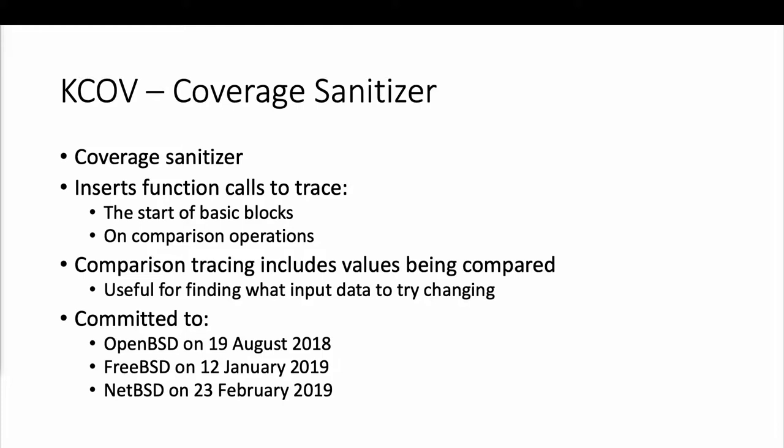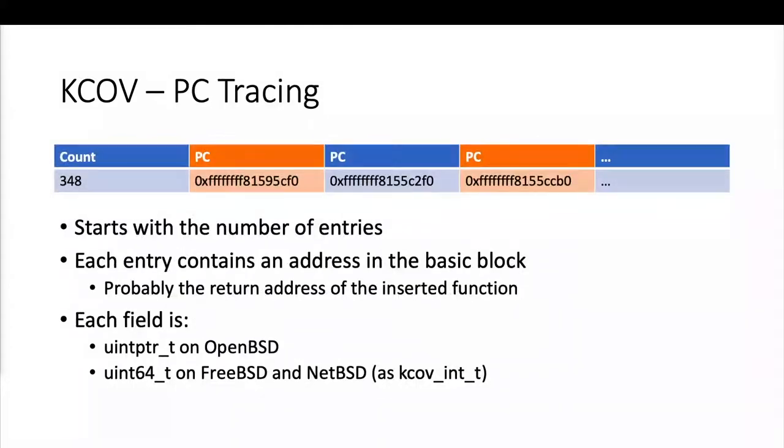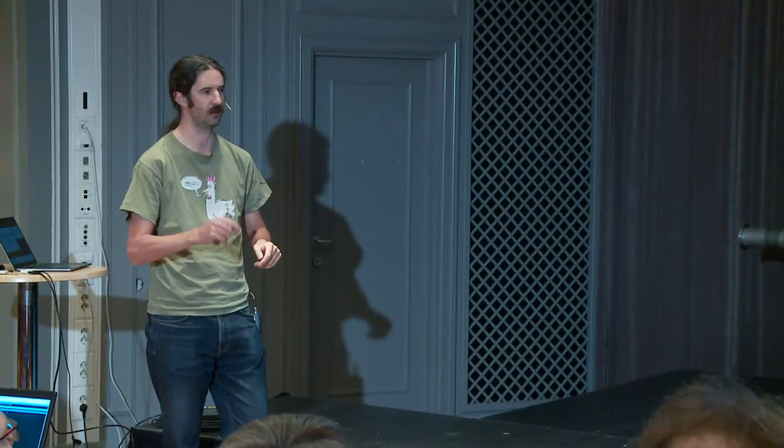The FreeBSD code originally started as a co-op student project that Ed Maste had, and then I took the code, worked on it a bit more, and managed to get it committed. So it will do things like this. We ask the kernel for a buffer, and it starts off with the number of valid entries in the buffer, and then just the list of basic blocks it's gone to, or program counters inside the basic block.